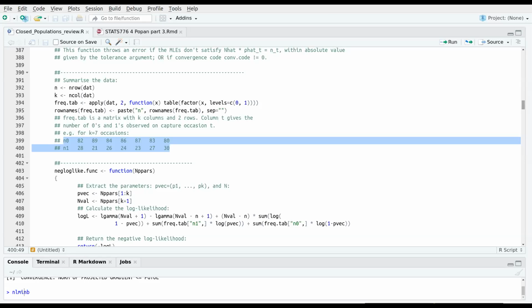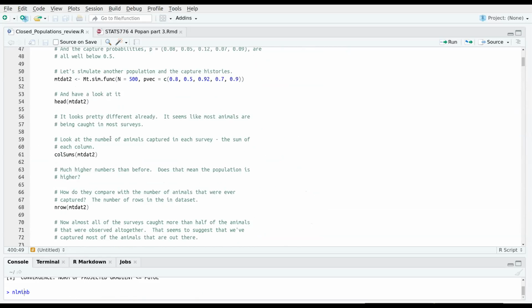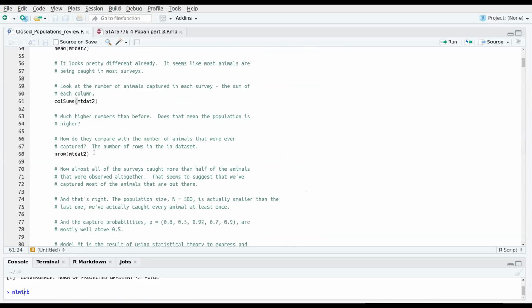And this is actually what I was talking about when I said that these column sums, together with the total number captured, are actually all that model MT really uses to make its estimates. So if you remember, we were comparing when the numbers captured in each survey were close to the total number captured, or when they were further away. And when they're close, it looks like we've got a high capture probability, and so the total number captured is probably closer to the total population.